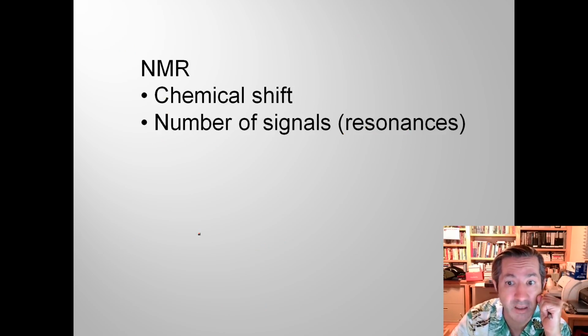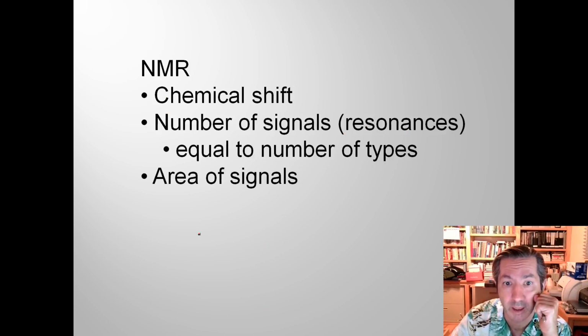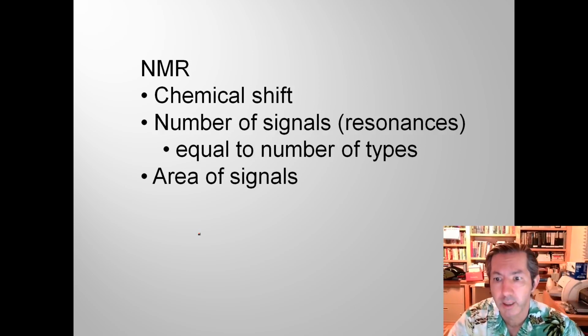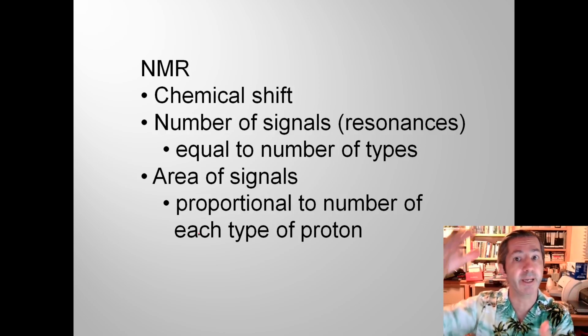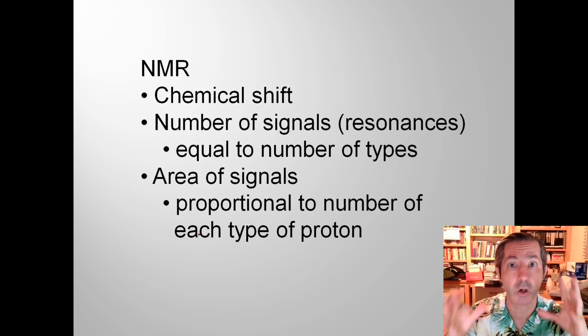So 2 pieces of information are really important. Now let's look at our next piece of information, the area underneath our signals. That's going to give us some information as well. Turns out the size of those signals is proportional to how many hydrogens cause them. A bigger signal means you have more hydrogens causing that signal.